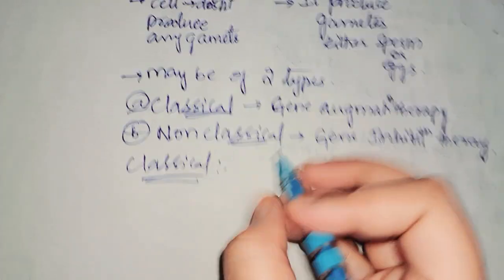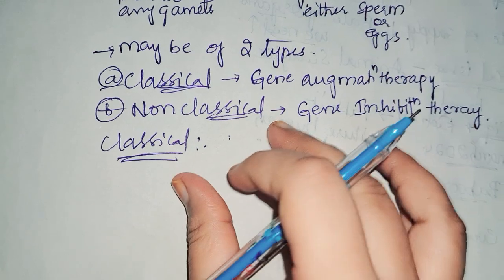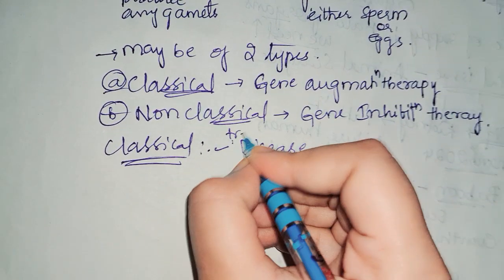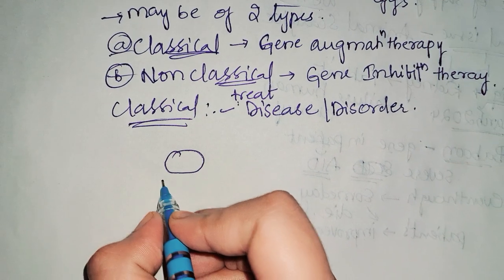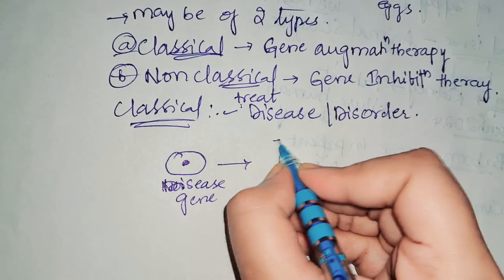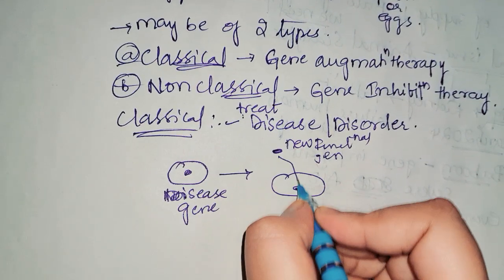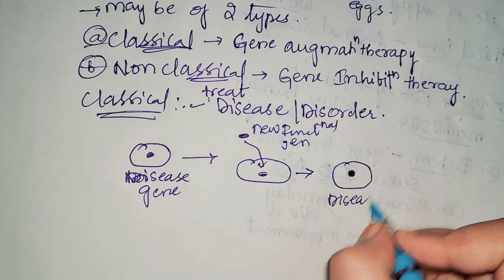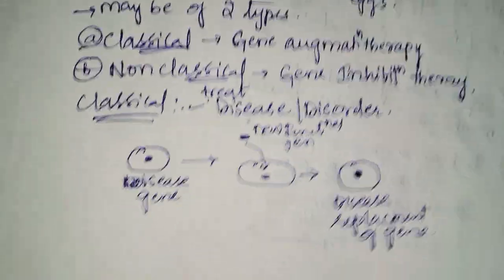In classical therapy, we introduce a gene so that it will replace the gene suffering from the disorder. Here we are treating the disease or disorder. The gene which is suffering with disease, the disease gene, is replaced as we introduce a new functional gene into the body. This is replacement of the disease gene, and it happens in classical therapy.